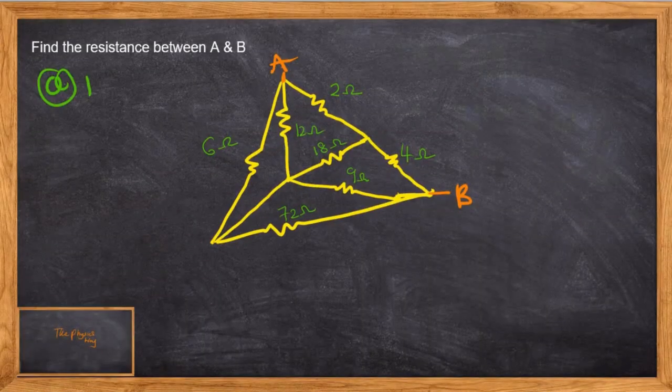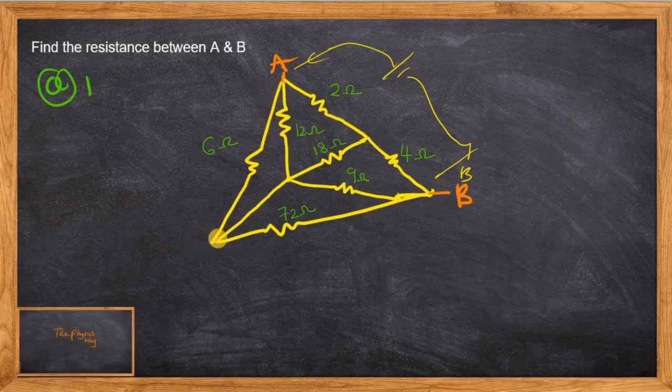Alright students, we are in our very first question. Here they're asking us to find the resistance between A and B. Let's assume current goes from A to B like this. Now we all know, from the topic, it's a Wheatstone Bridge question.